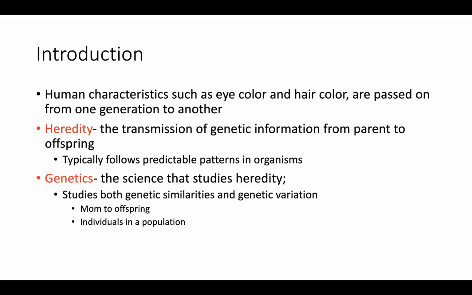Studying similarities and variations within a population, from mom to offspring, allows us to predict the likelihood of inheriting a disease. Therefore, we can take some preventative measures. We can do some prophylactic measures in order to prevent the onset of certain things.